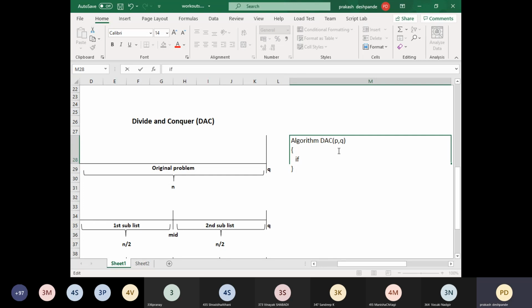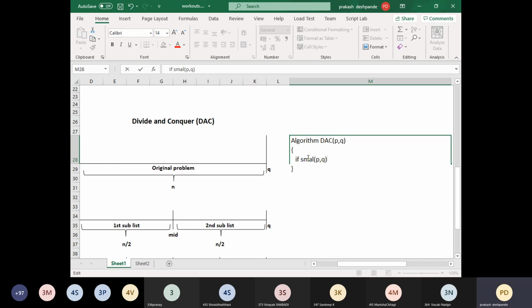Since it is a recursive algorithm, definitely I will have two possibilities. One is that the problem is small enough that we get the solution. That means I need to have a condition here. If the particular problem I have between P and Q, is it small?